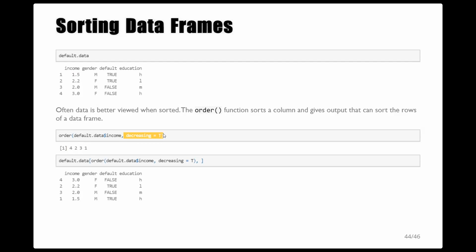Setting the decreasing option to true is necessary here, because otherwise the order function will output the reverse of this sequence, which rearranges income values into ascending order. Once we get this vector, we can use it in the index notation for matrices to select rows in sequence to make the data frame sorted as desired.